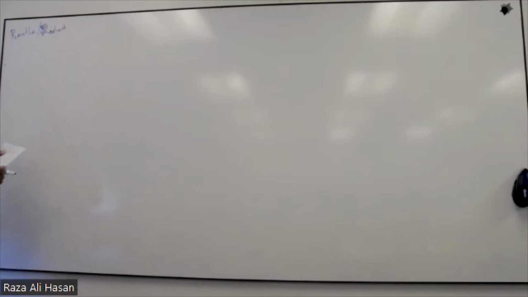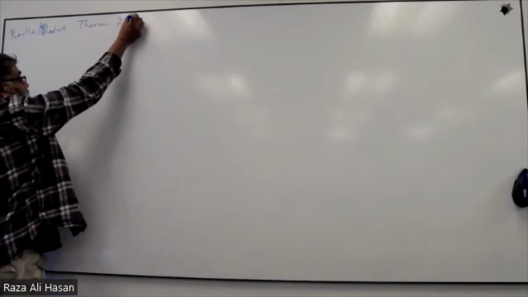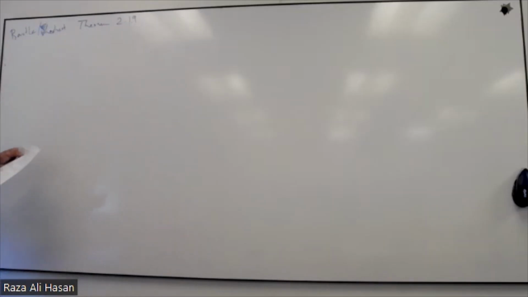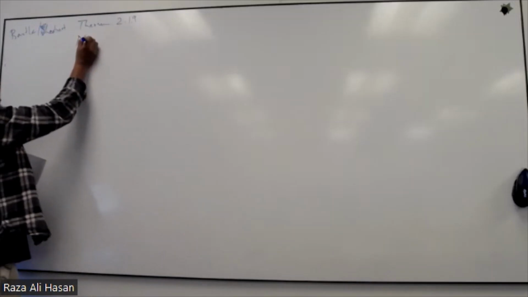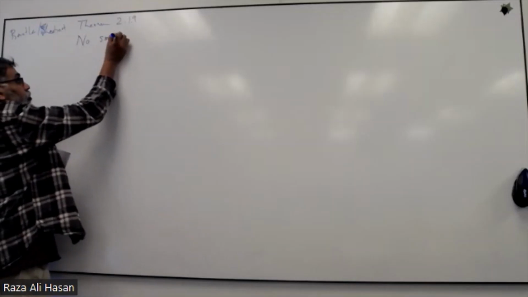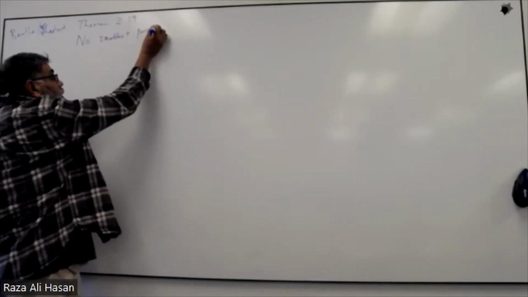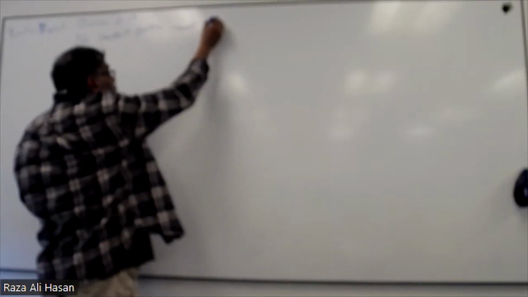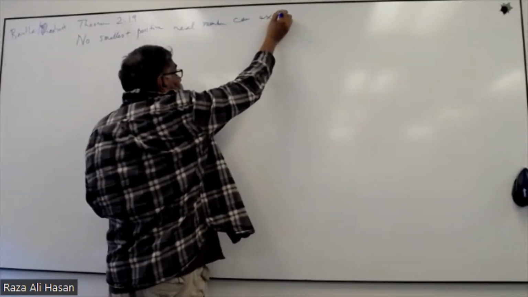And it's called Theorem. That is the number that the book gives it, 219. And what it says is that this is one of the statements. There, no smallest positive real number can exist.